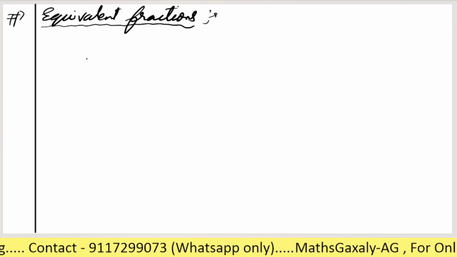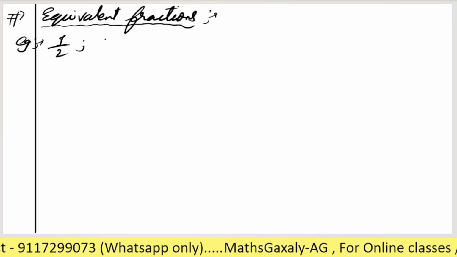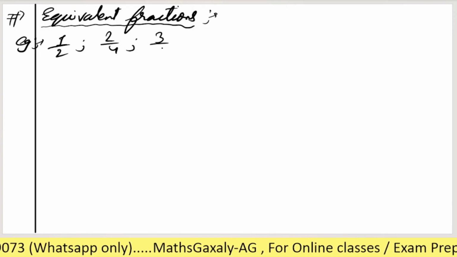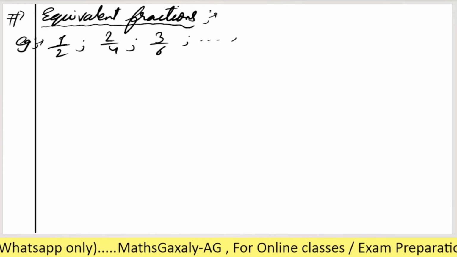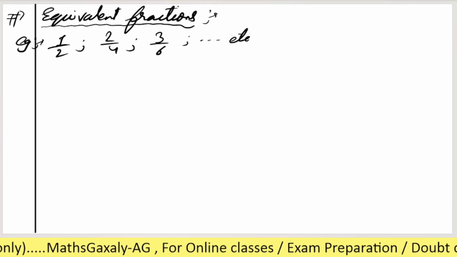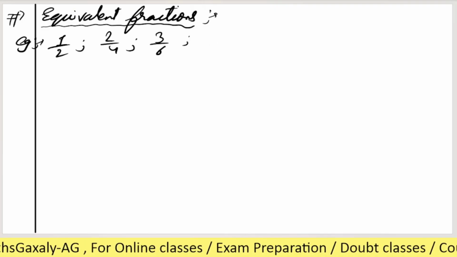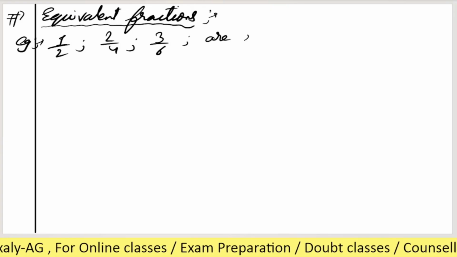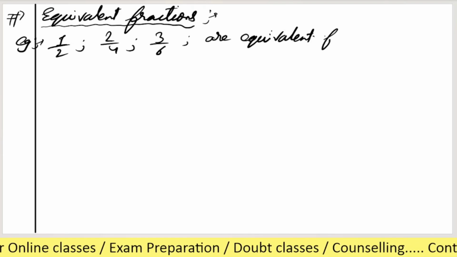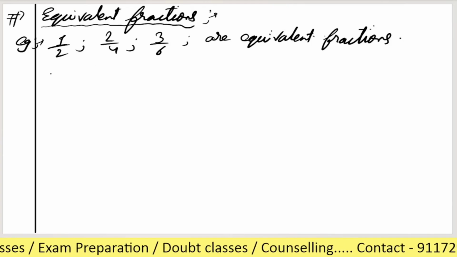Okay, as an example, 1 by 2, 2 by 4, 3 by 6, like this, etc. We can say 1 by 2, 2 by 4, 3 by 6 are equivalent fractions. Okay, now let's see here why they are equivalent fractions.